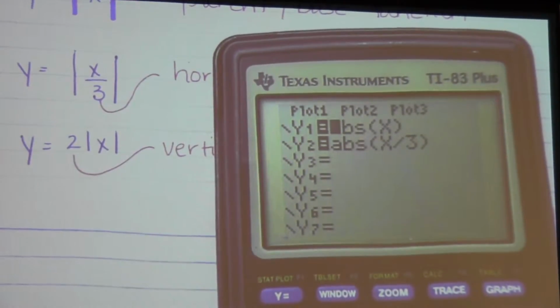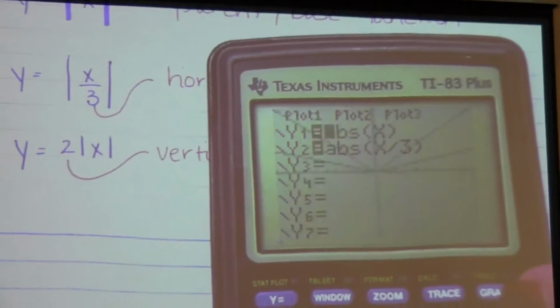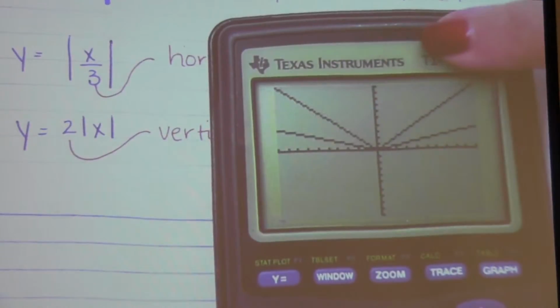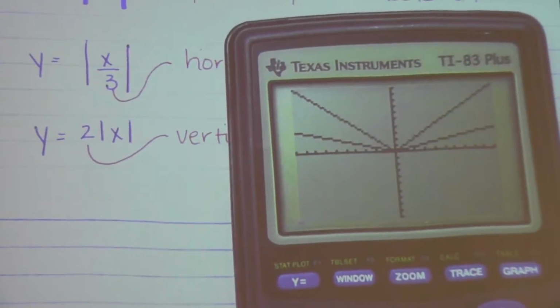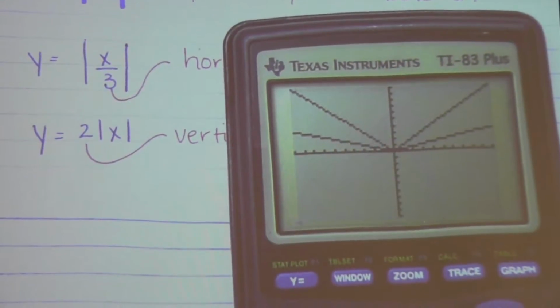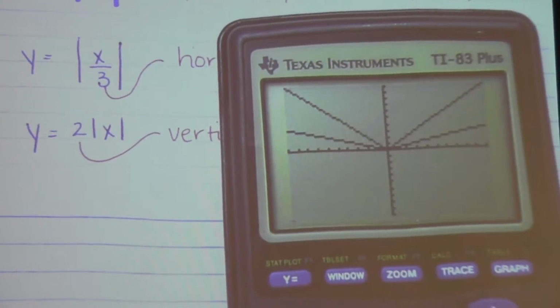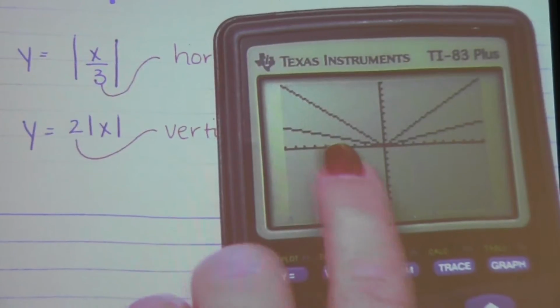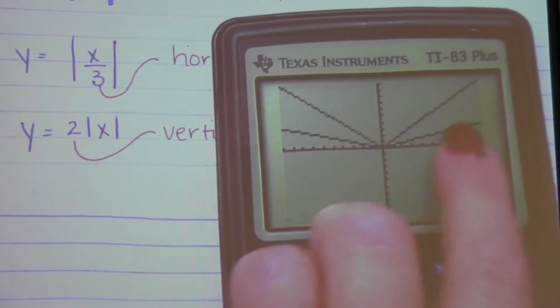And now I hit graph when you have both of them on there. So the first one that's going to graph for you is going to be this middle one, which is the base function or that parent function. And then the second one is going to have a horizontal stretch. Do you see that? Horizontal stretch we have over here.